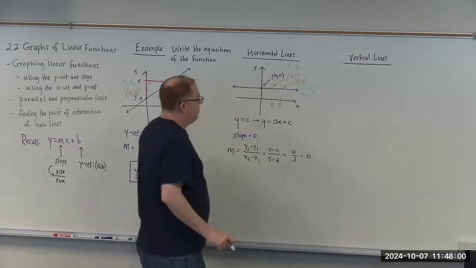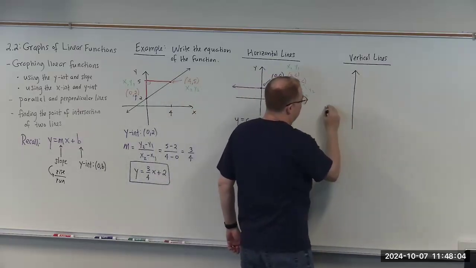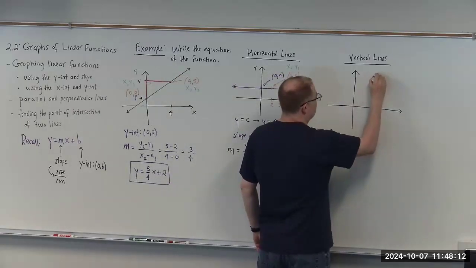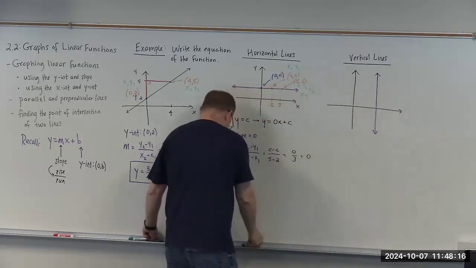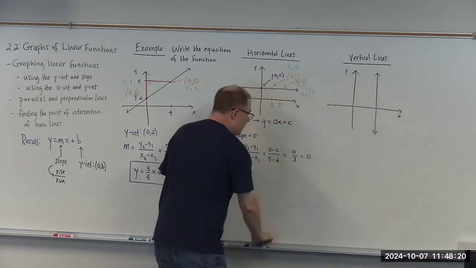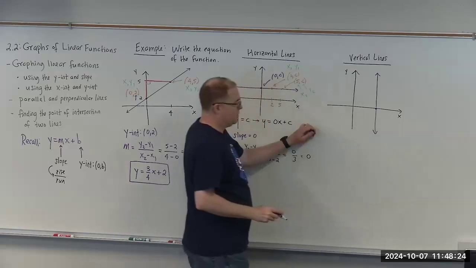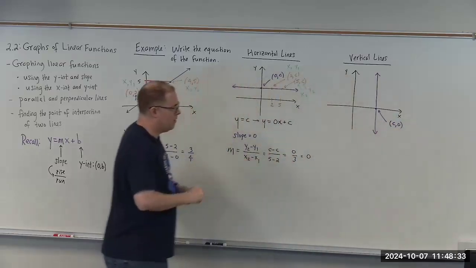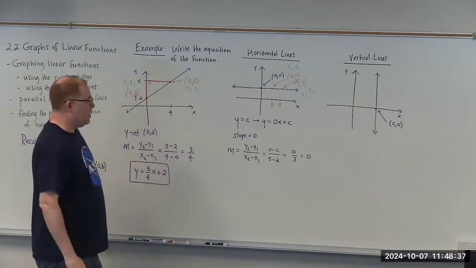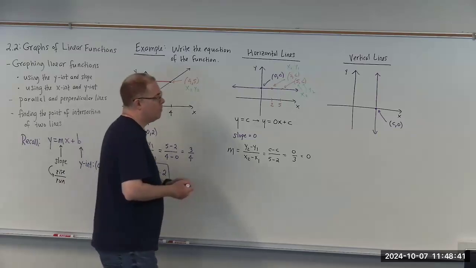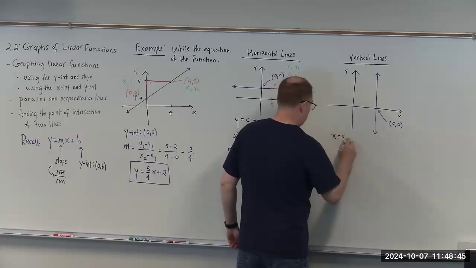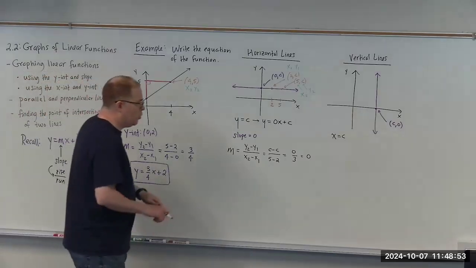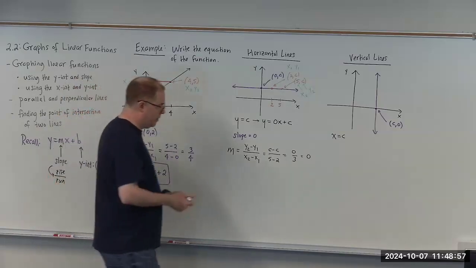So for vertical lines, let's say we have this, and this right here we're going to call C. So this is the x-intercept, C comma zero. That's where our line intersects the x-axis. The general form for a vertical line is basically just x equals C, with C being the x-intercept. And the slope of those is actually undefined.